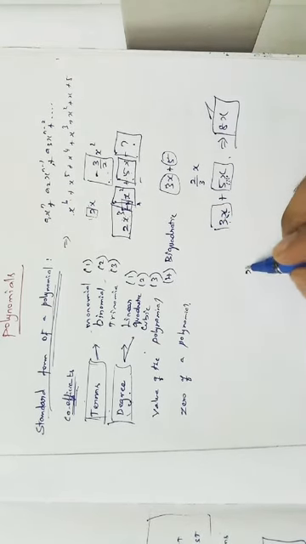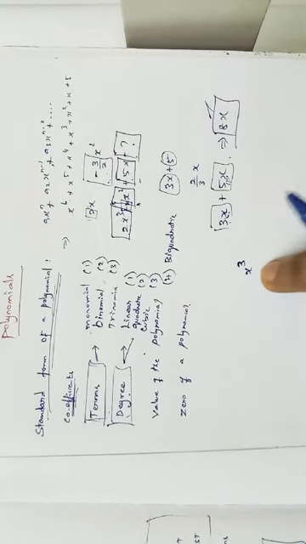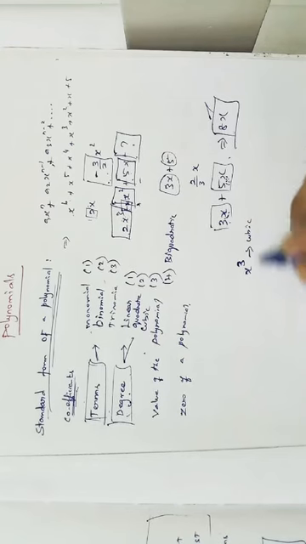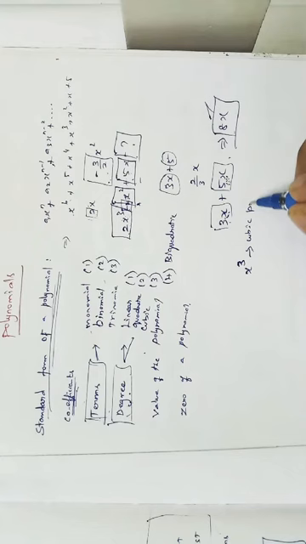Suppose we have only x cube alone, only one term. There is x cube. So what polynomial is this based on degree? I am asking what polynomial? It's a cubic polynomial. What is the degree of the polynomial? 3. So this is a cubic polynomial.